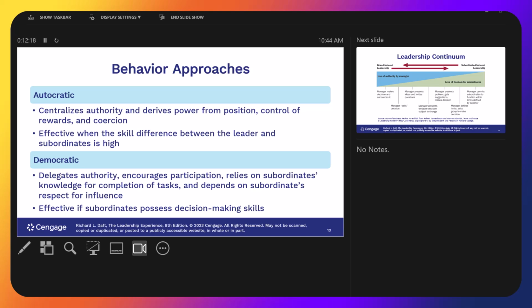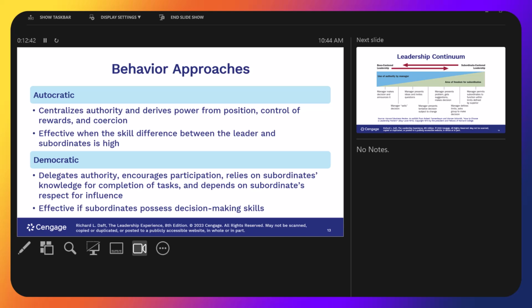Democratic delegates authority, encourages participation, relies on subordinates' knowledge for completion of tasks, and depends on subordinates' respect. So this is what I was referring to earlier in a democratic type of behavior approach. This is not playing checkers. This is playing chess. So it may slow me down to explain stuff to people and help them learn and help develop them right now in the present.